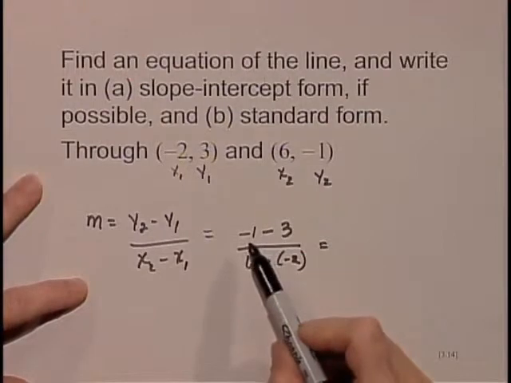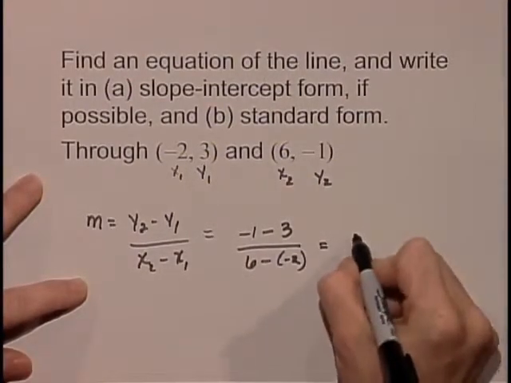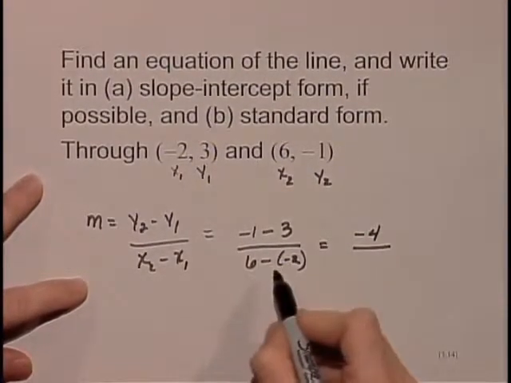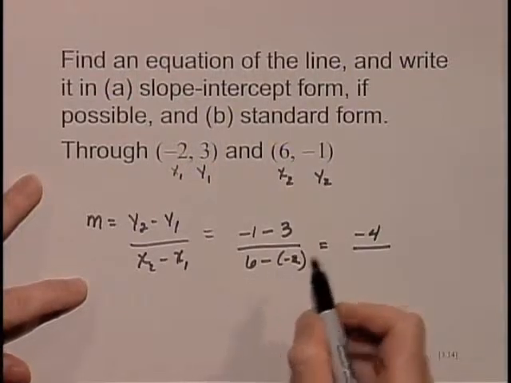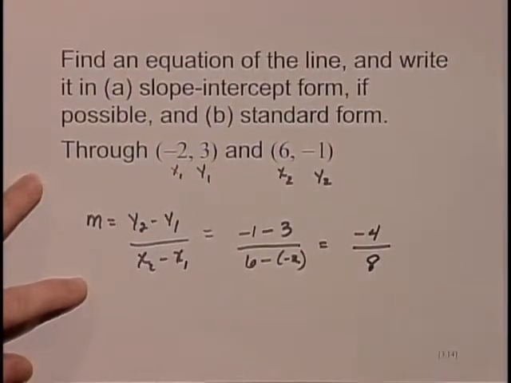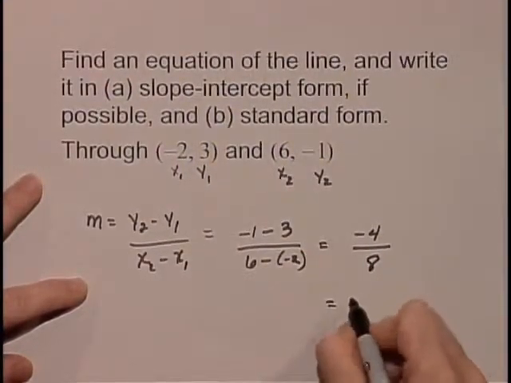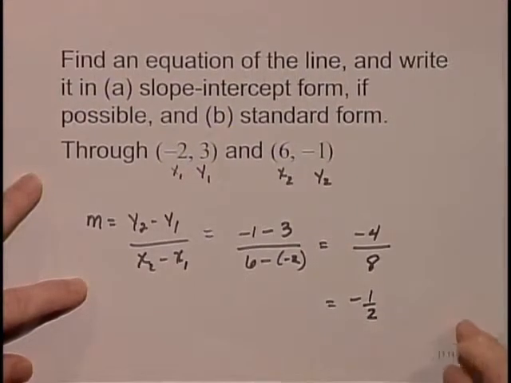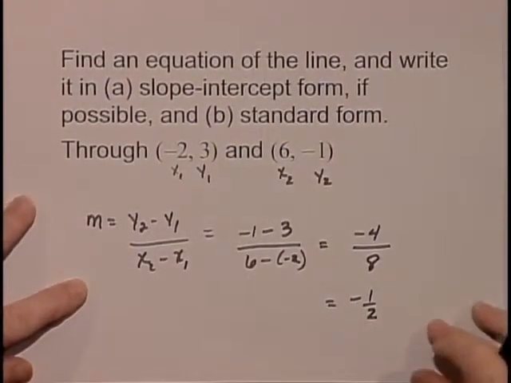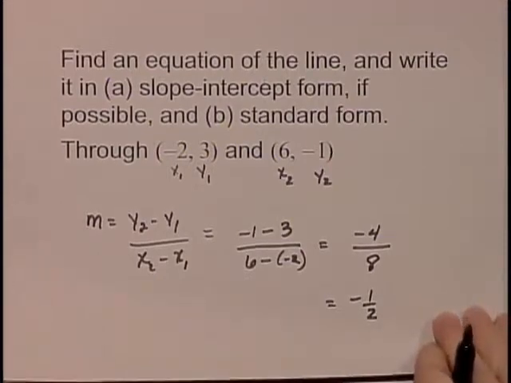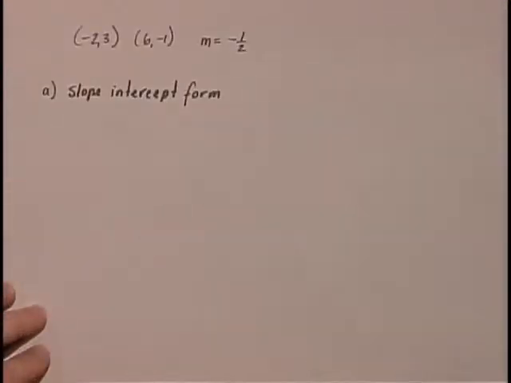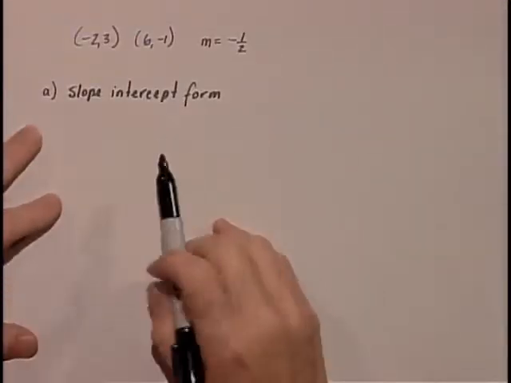Let's simplify the numerator. -1 take away 3 is -4. 6 minus a -2 becomes 6 plus 2, which is 8. And we'll simplify that to -1/2. So we now have the slope of the equation of the line that we're looking for. So now we're ready to do part A.